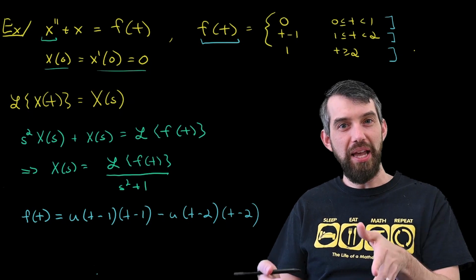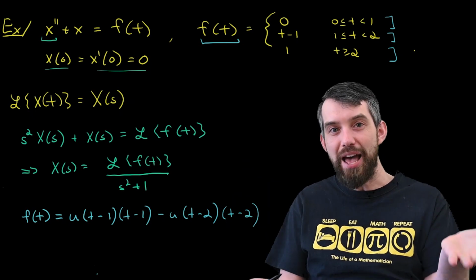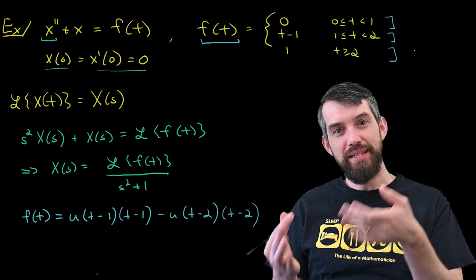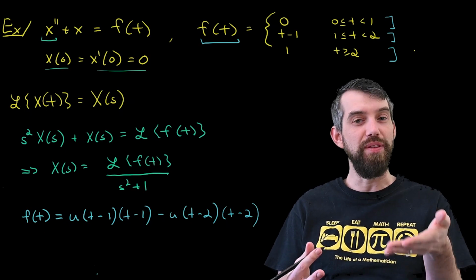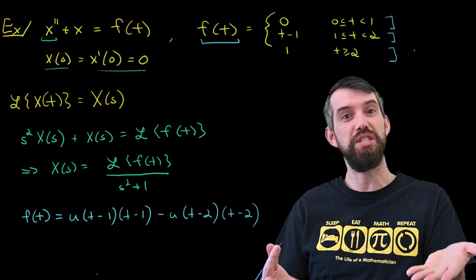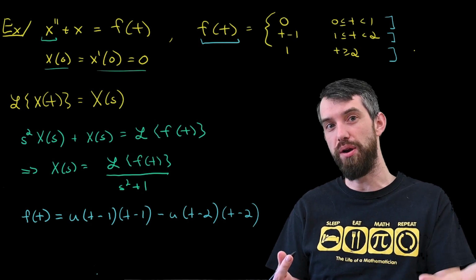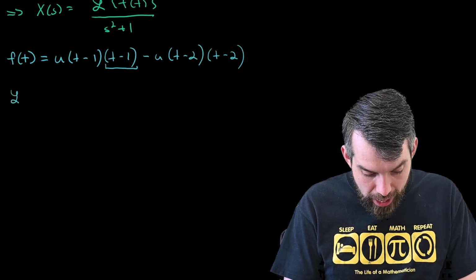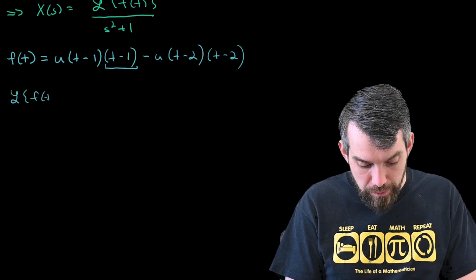So indeed, if you plug in a number here like t equal to, I don't know, say 7, the first term is going to give you 6, the second term is going to give you 5, and the difference between those is going to give you 1, exactly what it's supposed to be for values of t that are greater than 2. So making a bit more room, now our goal is the Laplace transform of f of t.